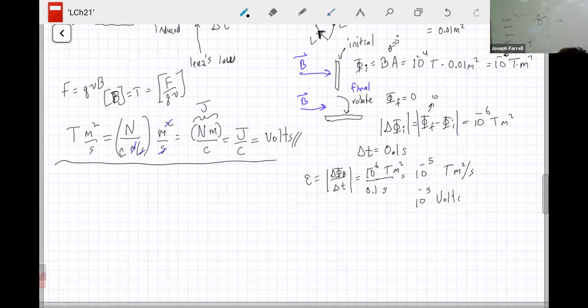All right, the next thing I want to talk about is actually predicting which way will the current flow. So this is induced current.